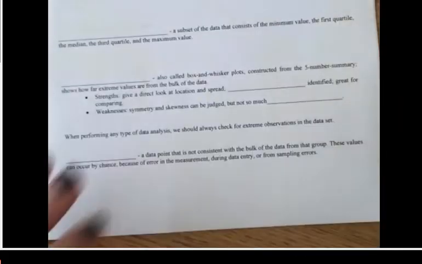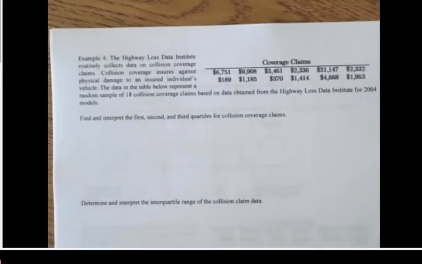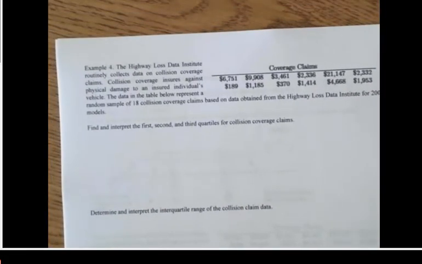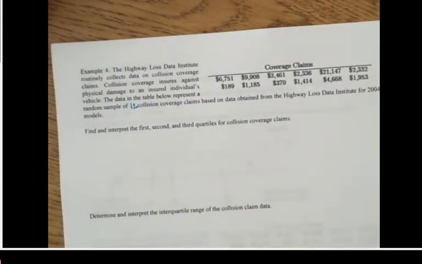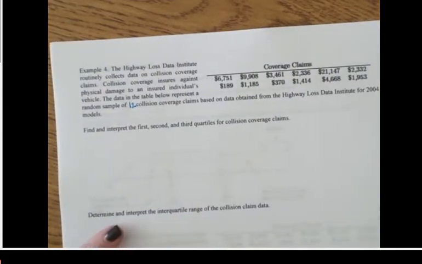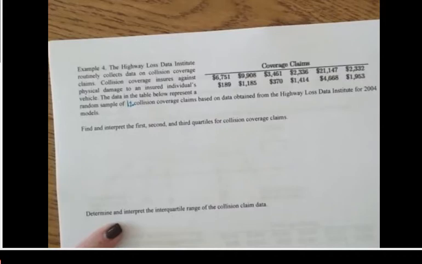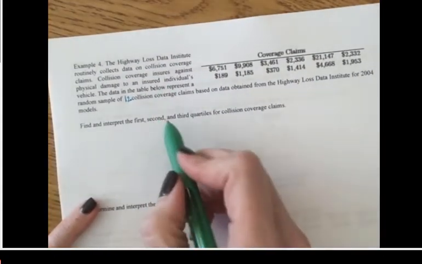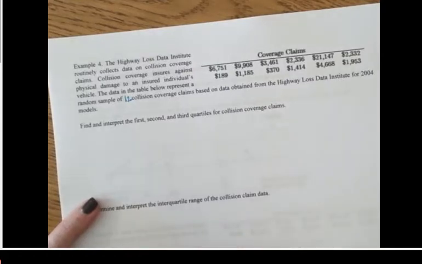So let's try this. The Highway Loss Data Institute routinely collects collision coverage claims. Collision coverage insures against physical damage to an insured individual's vehicle. The data in the table below represent a random sample of 12 collision coverage claims based on the data obtained from the Highway Loss Data Institute for 2004 models. Okay? Find and interpret the first, second, and third quartiles for the collision coverage claims.